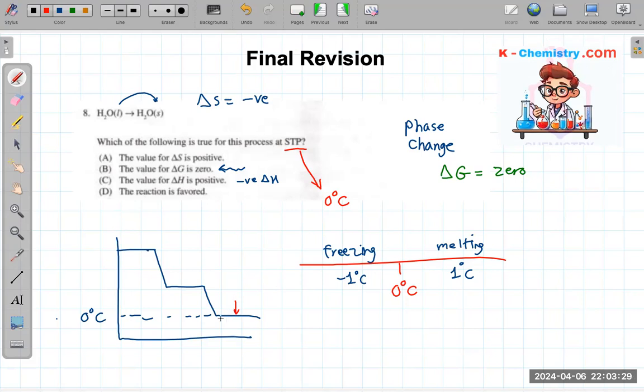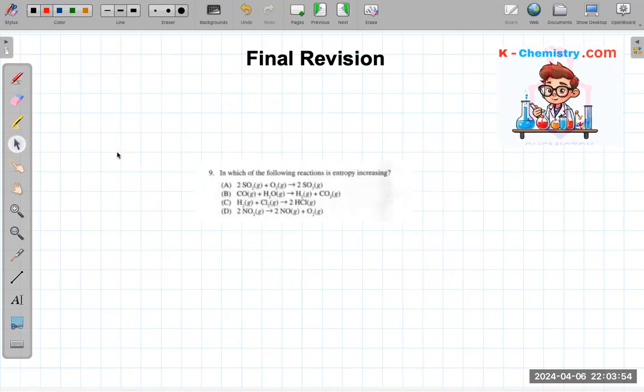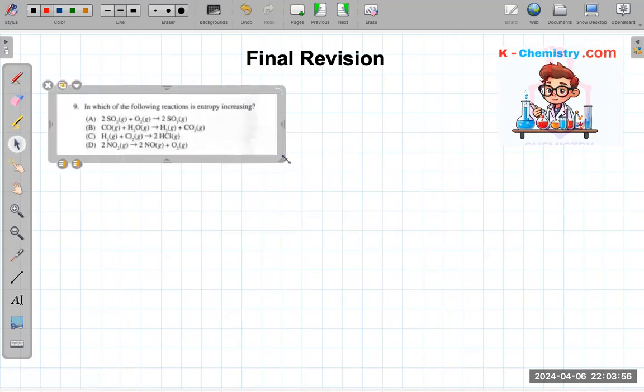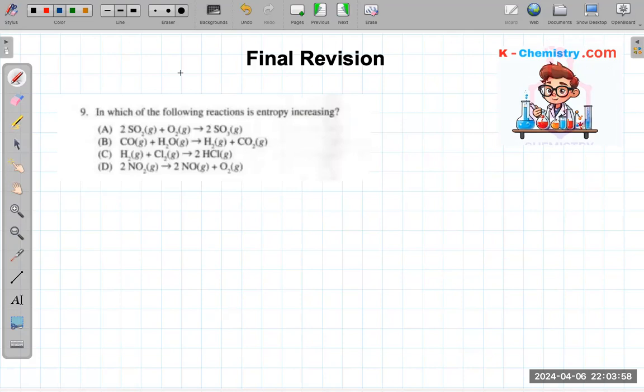It depends. Are you heating or are you cooling? If you raise the temperature above 0, I am melting. If you decrease the temperature below 0, I'm freezing. You are at 0, nothing is favored. I am at equilibrium. Delta G is equal to 0. This concept is very important to understand because it solves a lot of questions. I have to put it in my mind very well. The equilibrium idea. In which of the following reactions is entropy increasing?